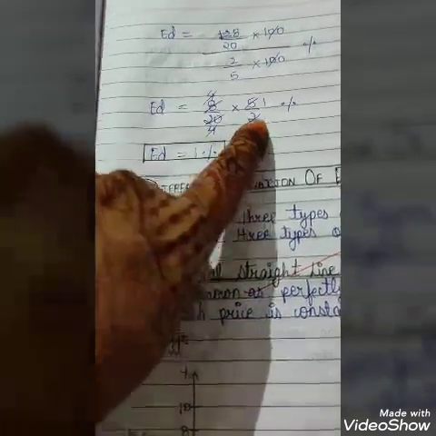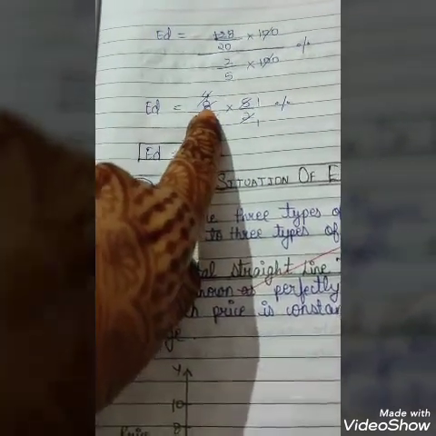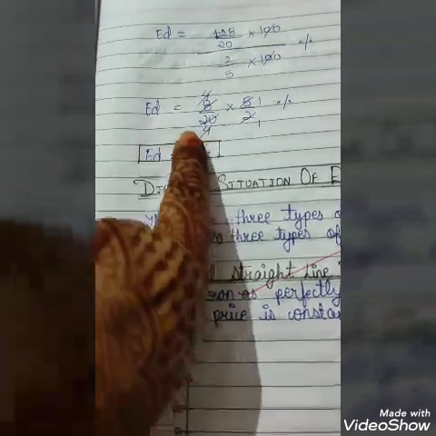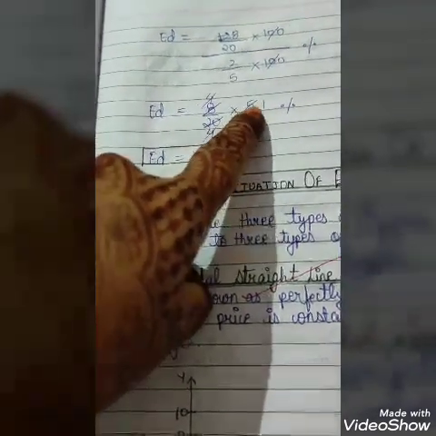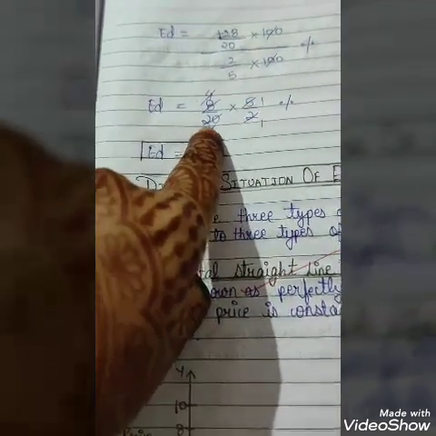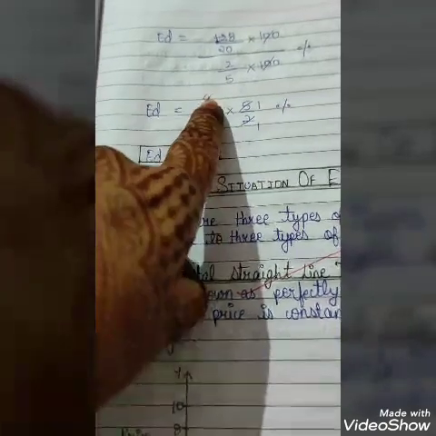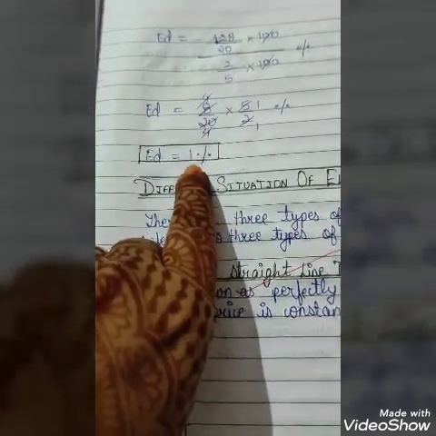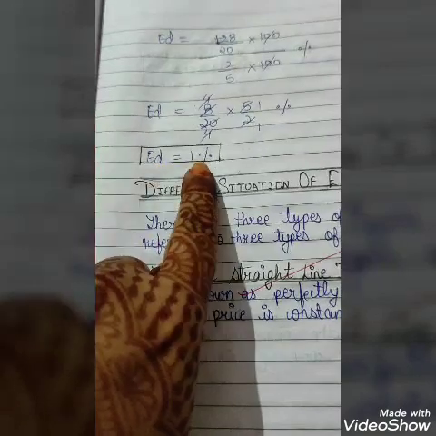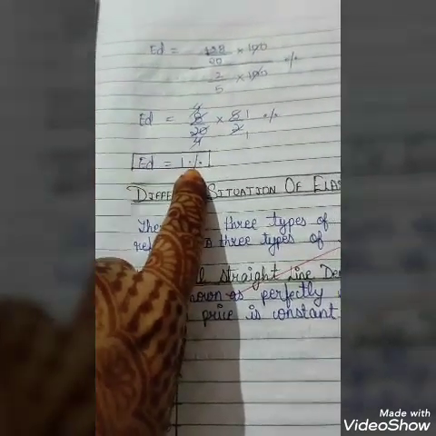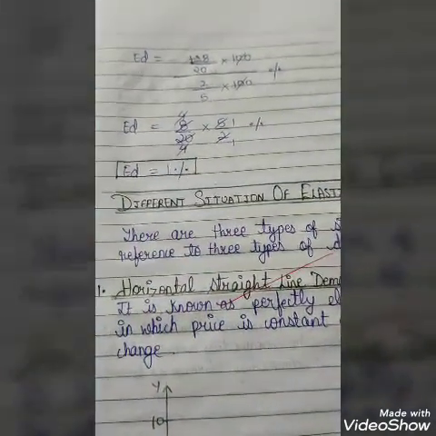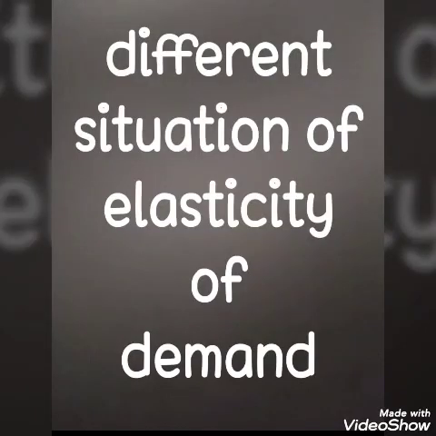Okay, so we can cut them, 2 4s are 8, so it will be 4. Okay, then 5 1s are 5, 5 2s are 10, and 4 2s are 8, so there will be the 1, that means the price elasticity of demand is 1%. Okay, so the next thing is different situations of the elasticity of demand.